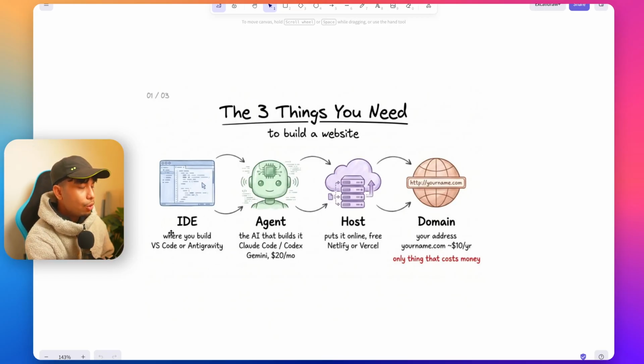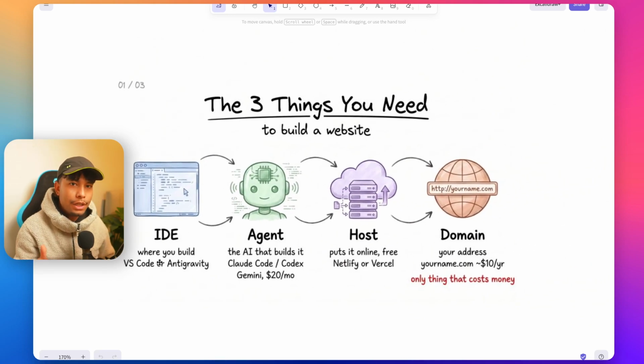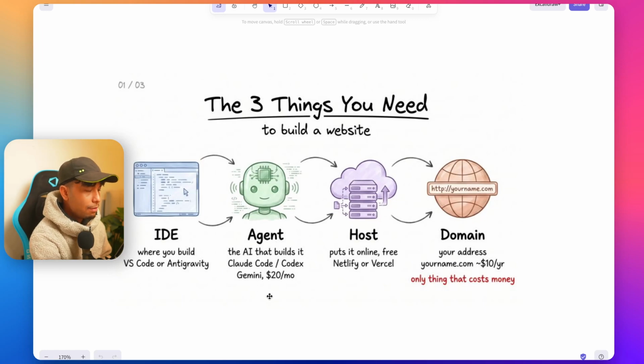To build this website, all you need is three things. An IDE. IDE is basically an integrated development environment, where you write the code. It is popular among coders, but right now with agents, like ChatGPT and Claude that can help you write the code, nowadays it is popular among non-technical people as well. So we are using an IDE and an agent. The agent can be of your choice. It can be Claude Code, Codex, Gemini. Roughly it takes you about $20 a month. You can pick up that plan, and that's it.